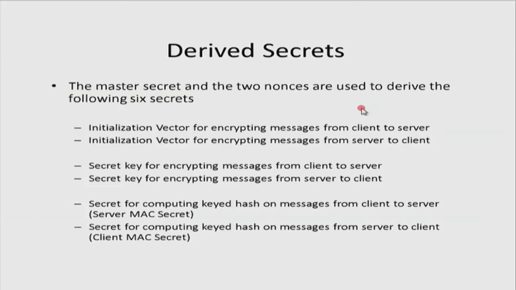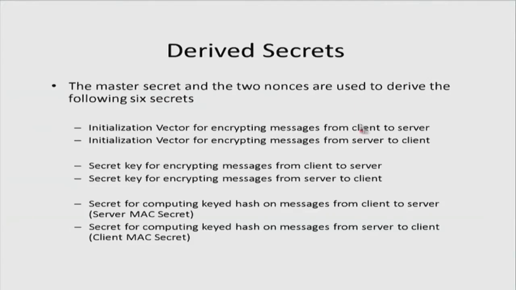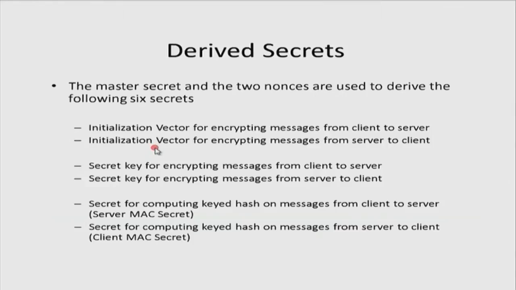Okay, the derived secrets. So now once again, from the pre-master secret, I derive the master secret. And from the master secret, I'm going to derive 6 different secrets that both sides will derive. So these are secrets known to both sides, the browser and the server. So what are these secrets? The initialization vector for encrypting messages from the client to the server. So as we have seen before in the case of say CBC, that is DES in CBC mode, you require an initialization vector to start the entire thing. So these initialization vectors will be derived from the master secret.